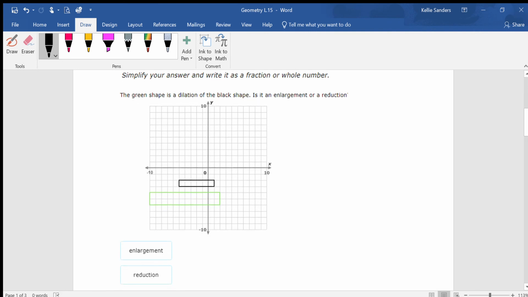The green shape is a dilation of the black shape. Is it an enlargement or a reduction? So from the black to the green, did it get bigger or did it get smaller? It got bigger.